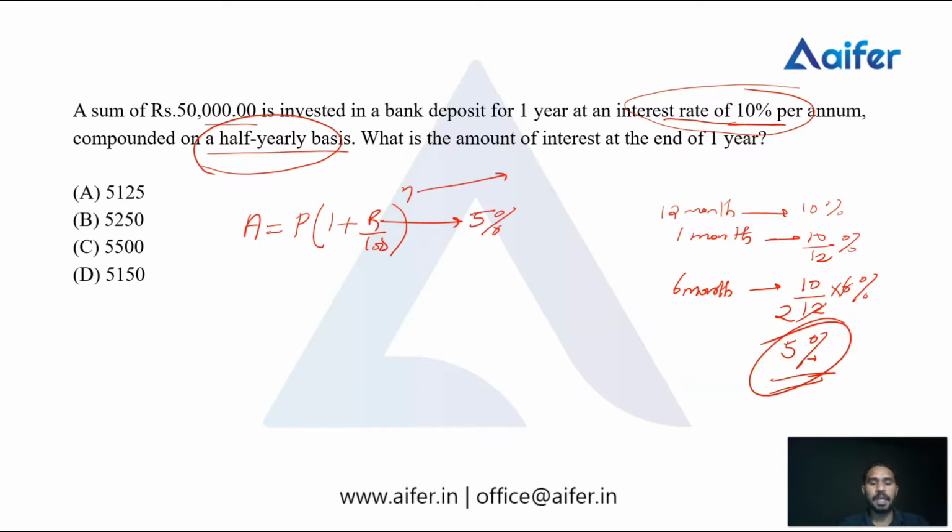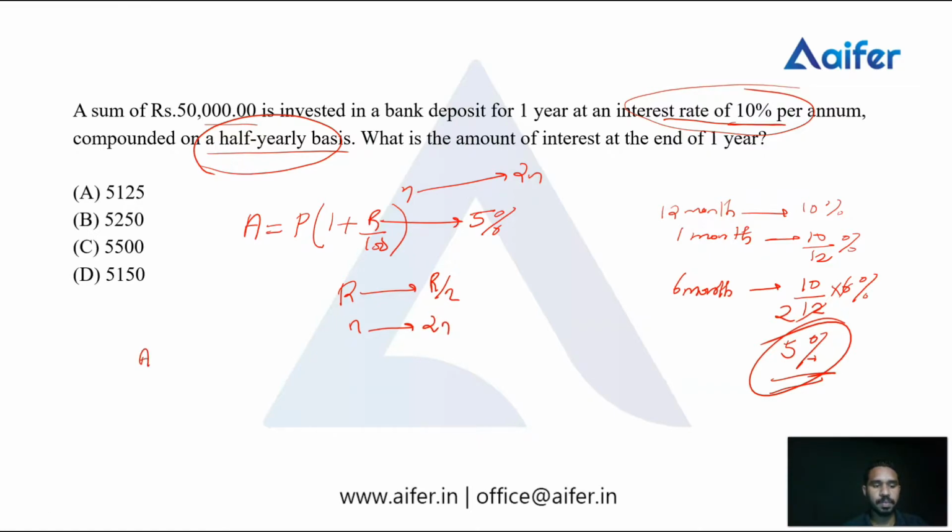Then N is the number of years. In this case, this is half yearly compound interest calculated. So for 1 year there are 2 half years. So in case of half yearly basis, N becomes 2N. Please try to understand one thing here: the interest rate R becomes R by 2 and N becomes 2N in case of half yearly basis. So we can apply this equation.